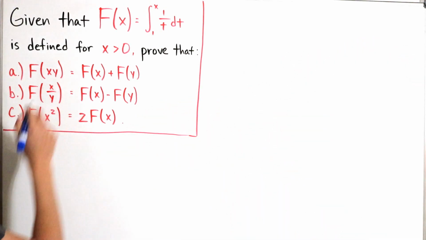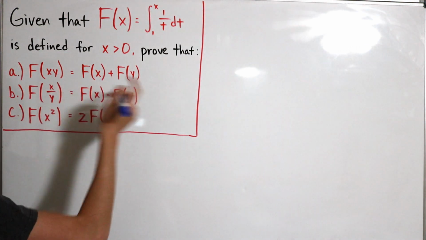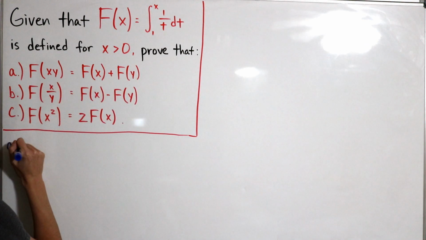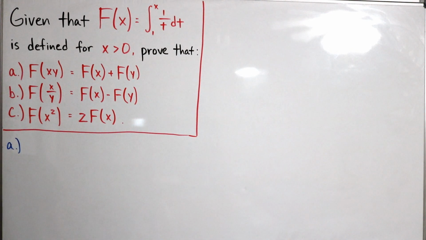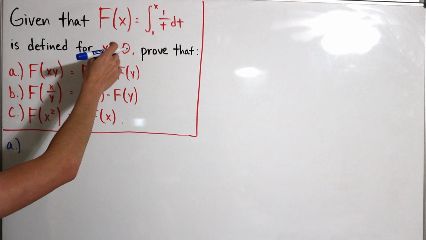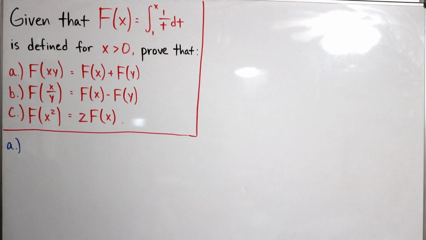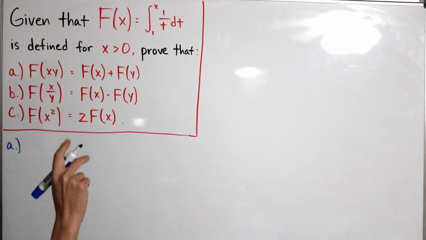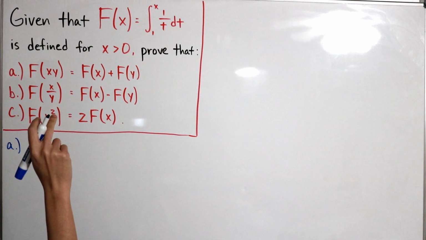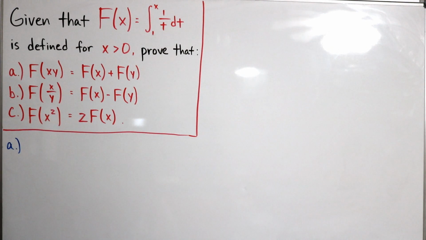Okay, so now for part A, capital F of xy is equal to F of x plus F of y. So for A, we need to figure out something about y. We're given that x is greater than 0, so that's fine with this integral. But we have no restrictions for y, so we want to be careful on our choices for y. In this situation, we would like to separate this into two different cases.